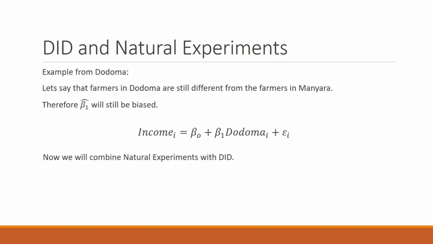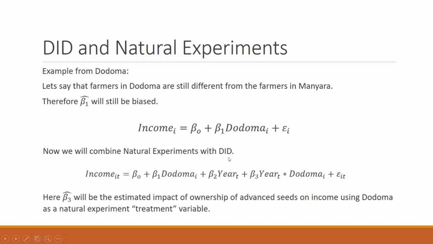Okay, but now let's imagine that we could try to combine the idea. Let's combine natural experiments and difference in difference. Let's combine these two methods. All right, so now we're saying that we have a before and an after survey. We have data before the intervention, before the policy change, and after the policy change. And so now we're going to combine the natural experiment and the difference in difference. So now we're going to regress income.